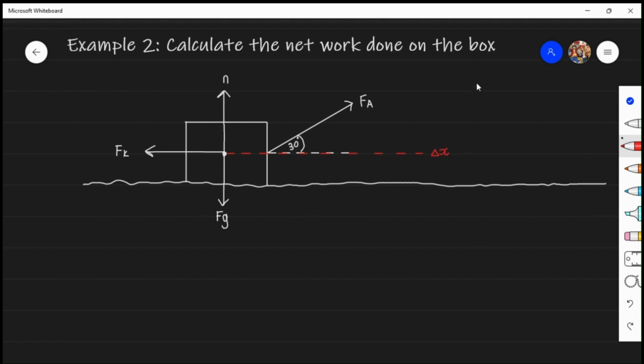And let's say this object has a mass of 10 kgs and a displacement of 5 meters. So, how will we calculate the net work done on this box? As we mentioned previously, there are two methods.